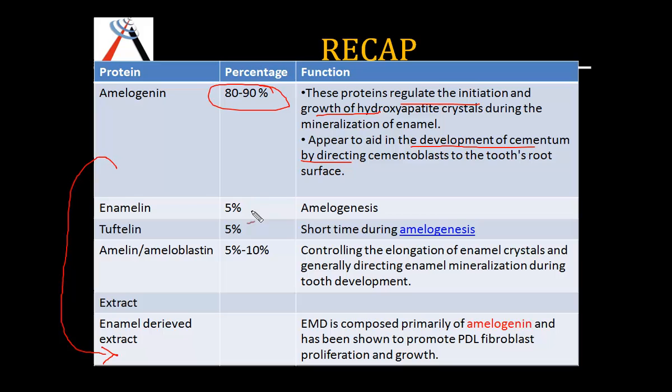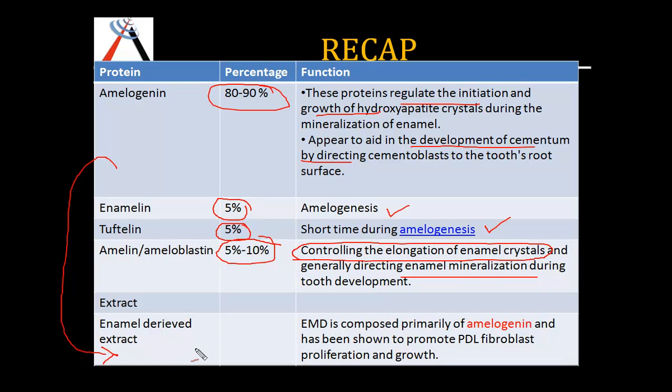The next is the enamelin, which comprises only 5%, and it is known to play a role in the process of amelogenesis. Tuftelin also comprises 5%, and it is present only for a short period of time during the process of amelogenesis. Ameloblastin or amylin comprises 5 to 10%, and apart from enamel mineralization, it is also known to control the elongation of the enamel crystals.